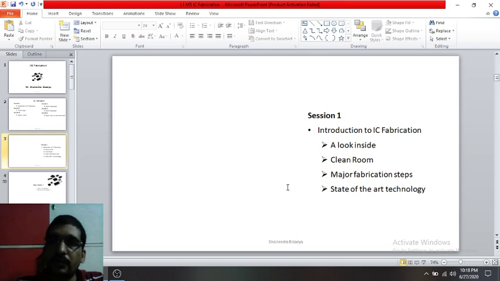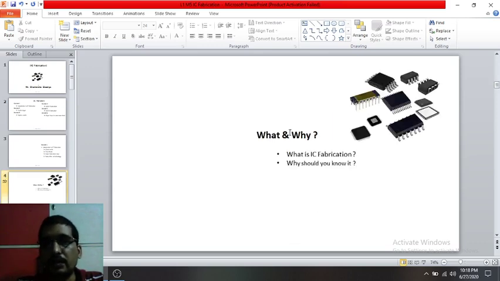Before starting, first of all, a question comes to our mind: what are we going to do and why should we do it? We are going to discuss IC fabrication. And what is IC fabrication? IC fabrication is the process of manufacturing different ICs in industry. So we are going to see how ICs are fabricated and what the different steps are. And why should you know it? Anyone who is interested in this area, as well as students or other people related to the electronics core field, must be aware of how any IC is manufactured in industry, right? So let us start.